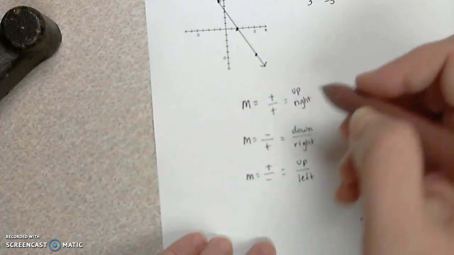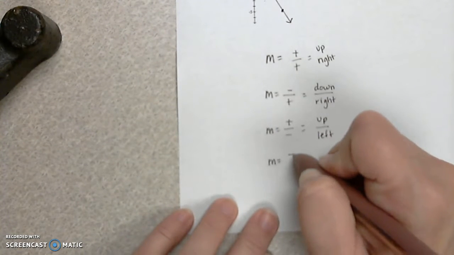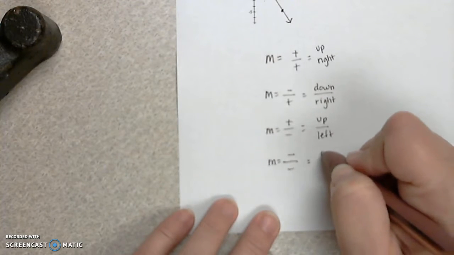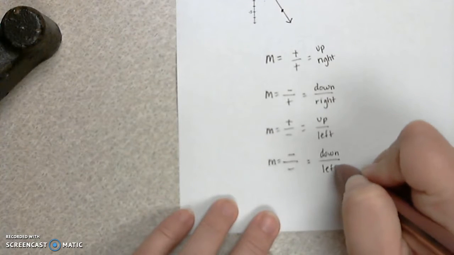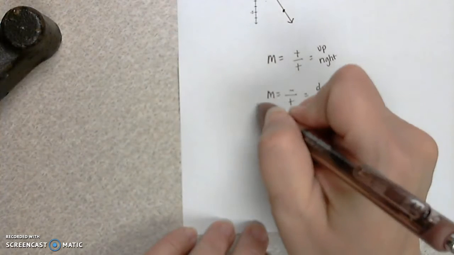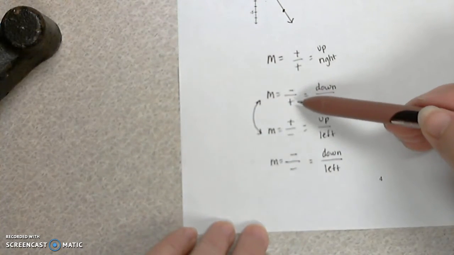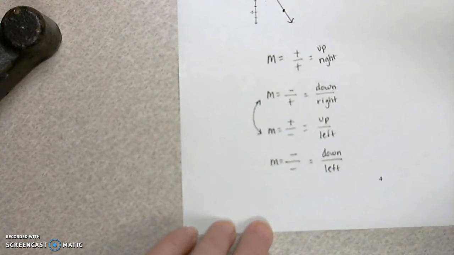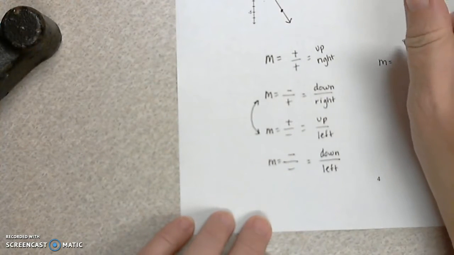Okay, then if I have a slope where the top number is negative and the bottom number is negative, then I'm going to go down that many and left this many to get to my next point. Alright, so remember that these two right here are interchangeable. I could do this down and right for a while, and then I could go up and left for a while.